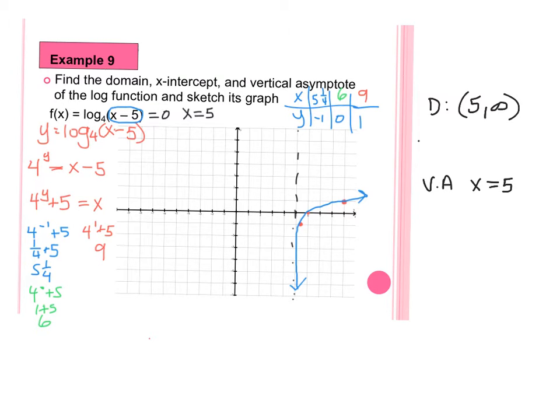It asks for my x-intercept, which I can get either from my graph or from my points, but either way I'm looking for where y is 0, which is (6, 0).